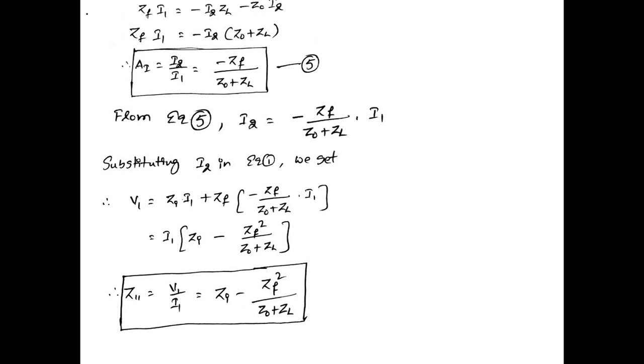This is another equation we derived, Z11, which is equal to Zi minus Zf square divided by Z0 plus ZL. By substituting these two formulas, AI as well as Z11, in YT, we will get the formula. YT is equal to minus Zf divided by Z0 plus ZL, this is the formula for AI, and this is 1 by Z11, 1 divided by Zi minus Zf square divided by Z0 plus ZL.